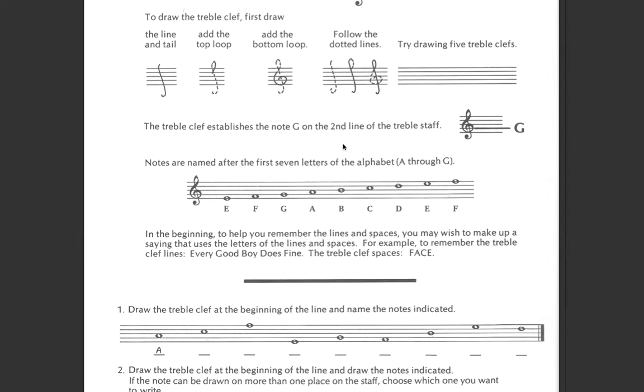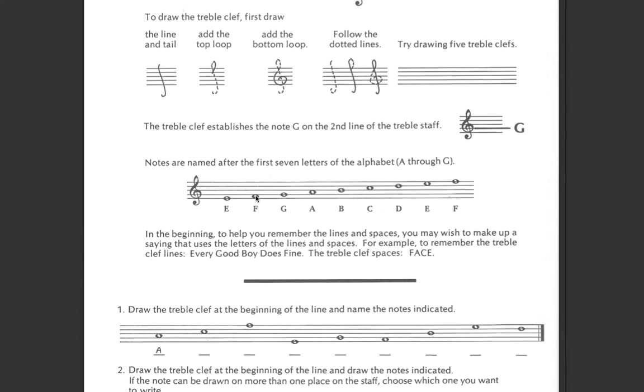So this treble clef symbol establishes the note G on the second line. Okay, so that line is G. Now, the rest of them go in alphabetical order according to the lines and the spaces with the first 7 letters in the alphabet. A, B, C, D, E, F, G. Okay? And after G, it goes back to A. It doesn't go to H, it goes back to A. So, here is the note G. Okay, we remember that because the treble clef establishes the note G on that line.